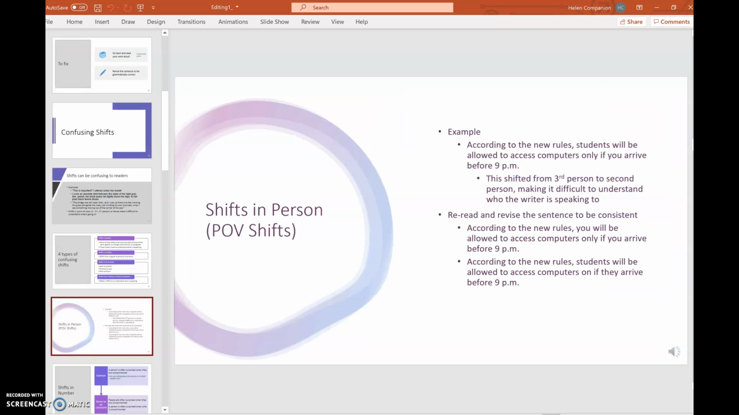So, shifts in person, or point of view shifts. An example would be: "According to the new rules, students will be allowed to access computers only if you arrive before 9 p.m." We shifted from third person students to second person you, making it difficult to understand who the writer is speaking to.